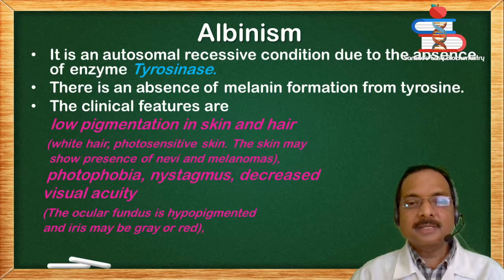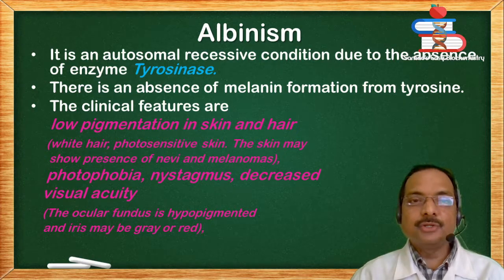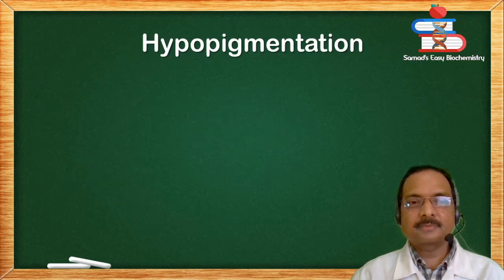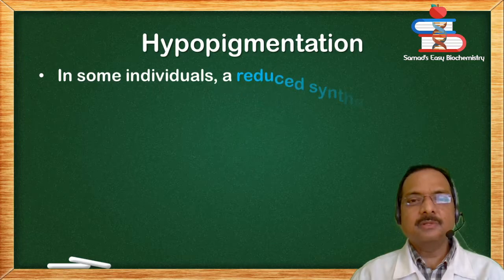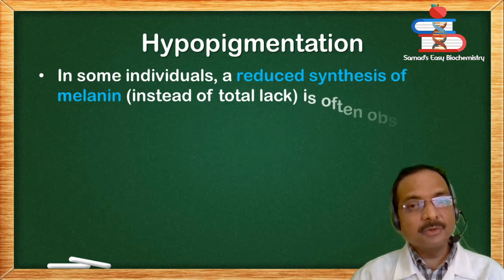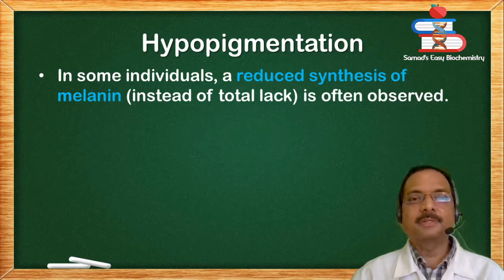Photophobia, nystagmus, and decreased visual acuity. The ocular fundus is hypopigmented and iris may be grey or red. Hypopigmentation. In some individuals, a reduced synthesis of melanin instead of total lack is often observed.